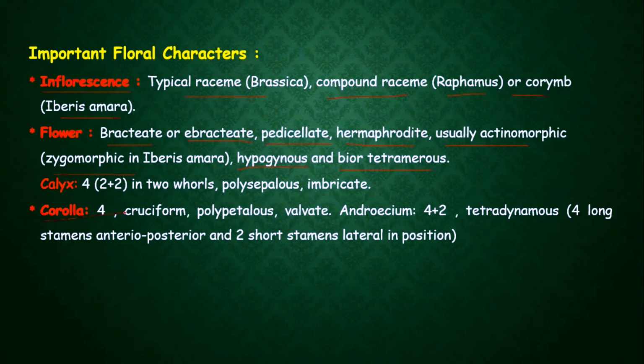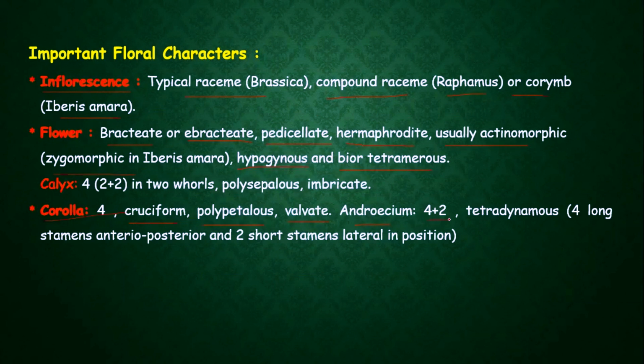Corolla consists of four petals. Cruciform type, polypetalous, petals are free. Petals just touch one another without overlapping, so it is called valvate estivation. And androecium, this is called the male reproductive part of the flower.